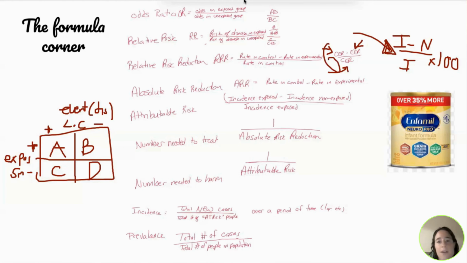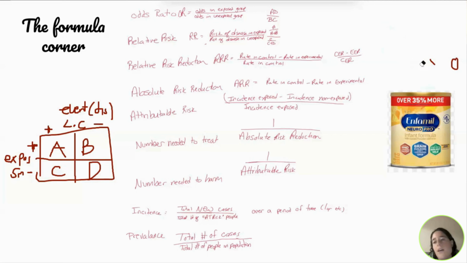This number could come out positive or negative, and basically that tells you if my control rate is higher than my exposure rate, I have a positive risk reduction, then my exposure is helping. If it came out negative, so that means my control rate was lower than my exposure rate, that would mean that it's not helping. So that's how they find, for example, that there's a risk reduction in something, or something makes things more common. Absolute risk reduction is just rate in control minus rate in experimental, just a straight subtraction problem. Attributable risk, we need to know our incidence.